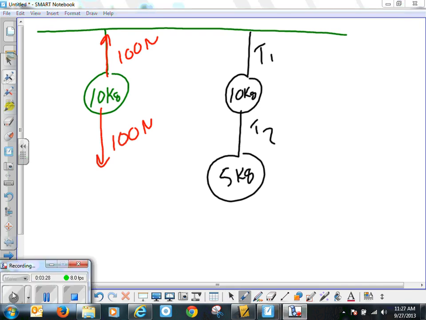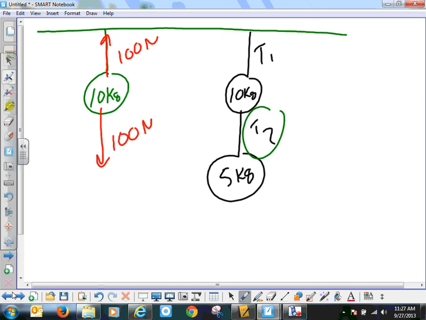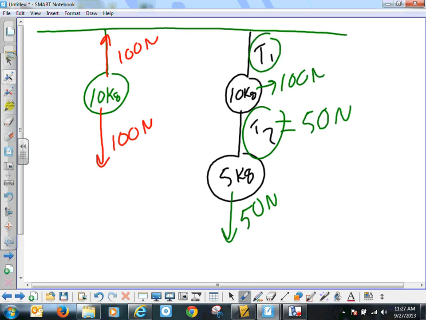Okay, so tension 1, well, this thing weighs 50 newtons, so this is tension 2, that better be 50 newtons, otherwise it's going to be falling, right? This thing weighs 100 newtons, so this tension is going to have to hold both weights, so that's 150 newtons. Any questions about that?